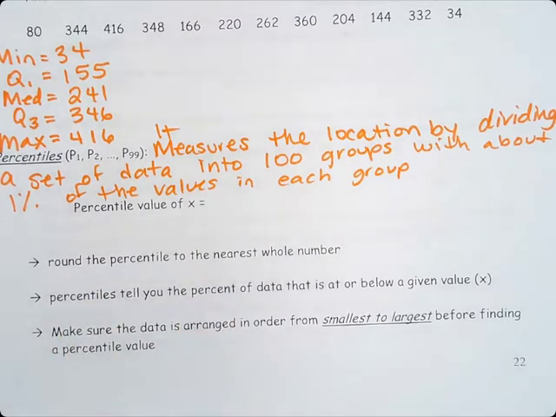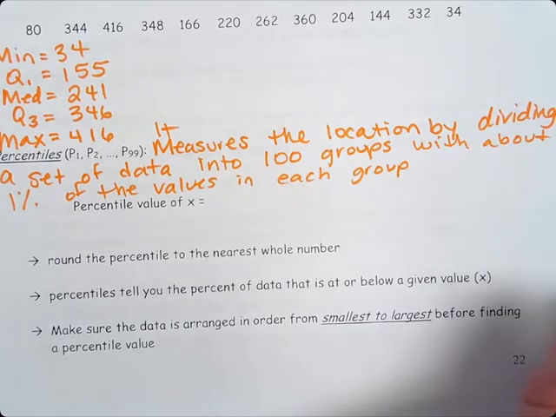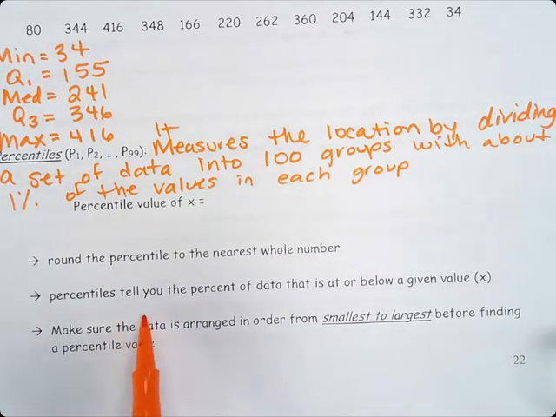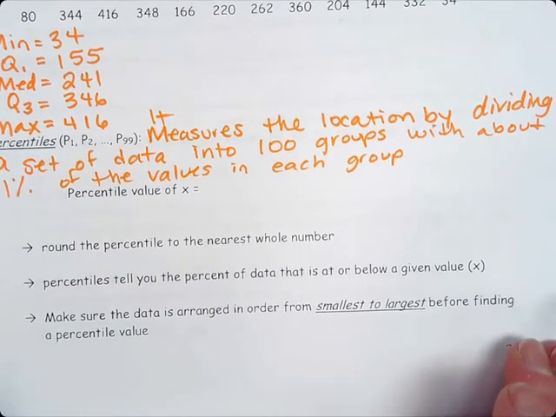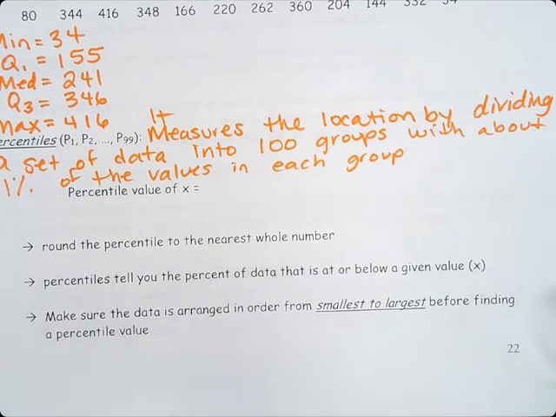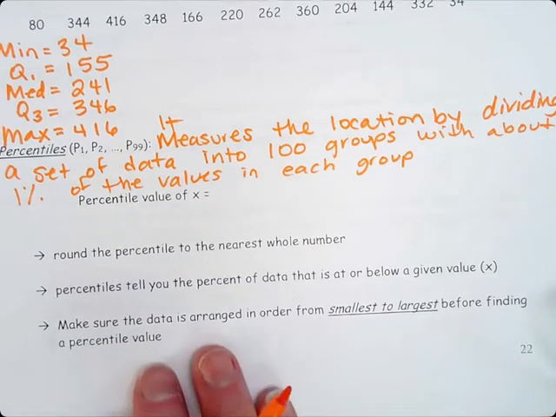Okay, so whenever you find the percentile, you're going to round it to the nearest whole number. Percentiles tell you the percent of data that is at or below a given value. So if your score is, let's say, 60%, that means you are at or above 60% of your peers. Make sure the data is arranged in order from smallest to largest before finding the percentile value.